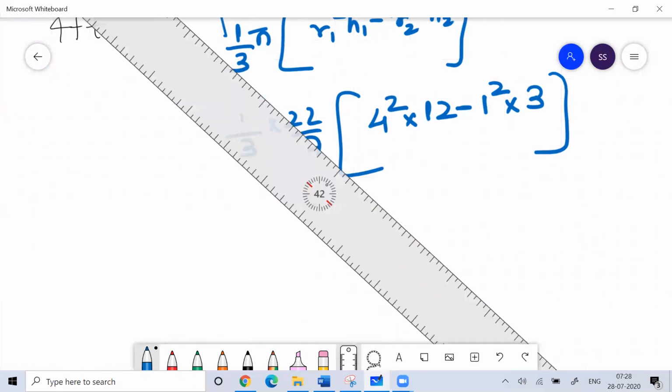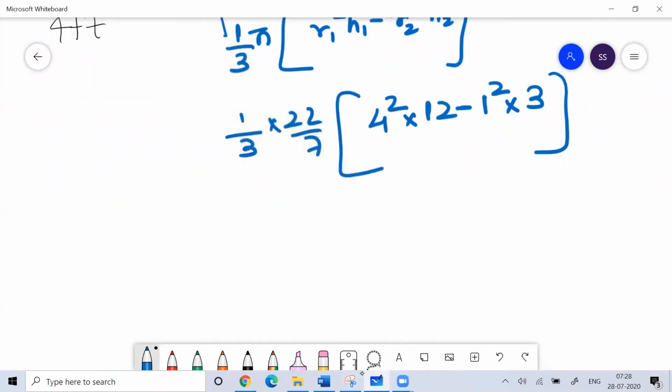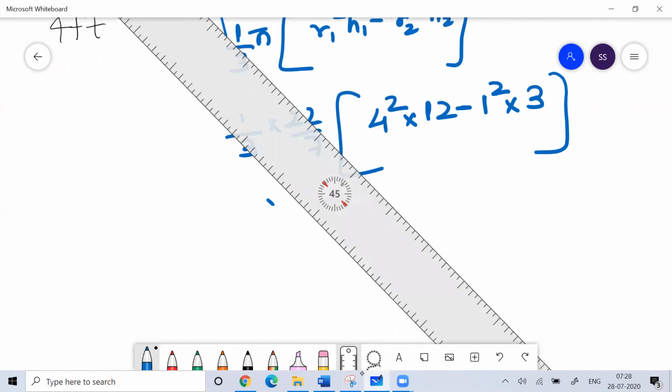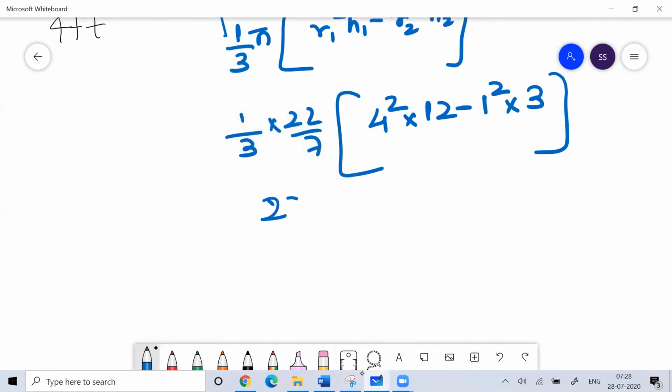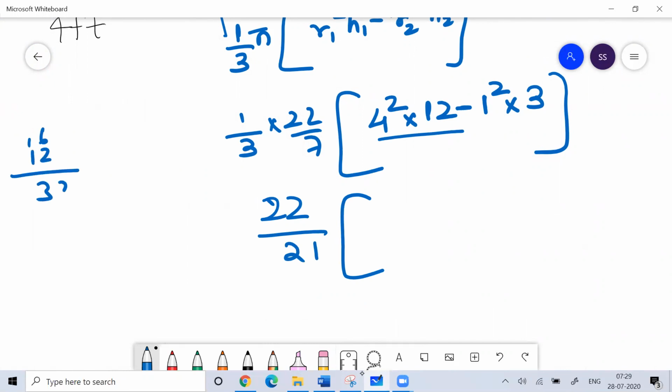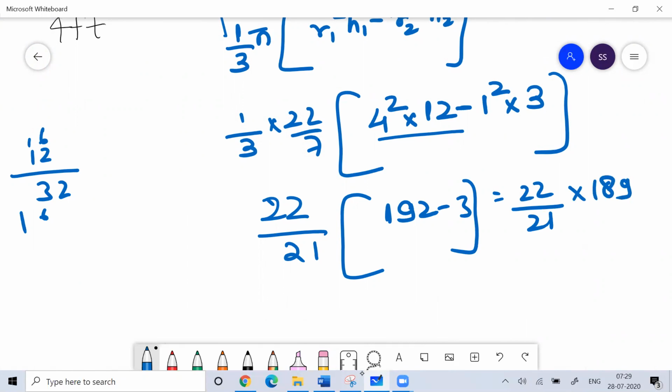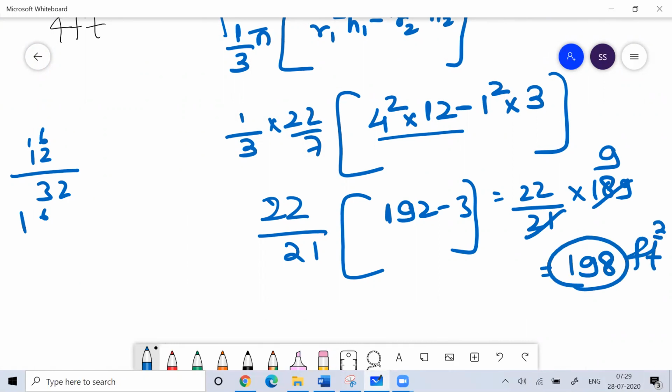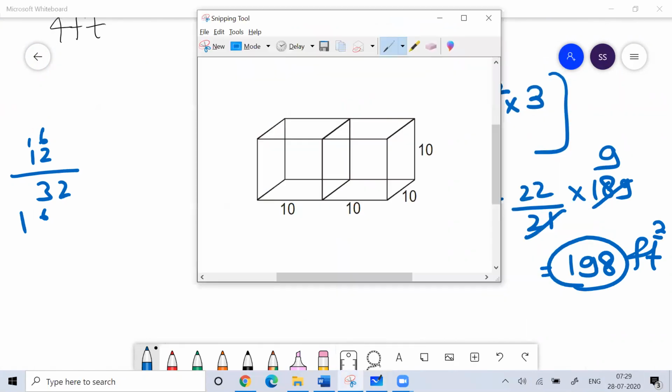So this you can do. Now you can write this as 22 by 21, then 16 into 12, which is 192, minus 3. So I can write this as 22 by 21 into 189. So this is 9, so you can say this is 198 feet cube. If they're asking you the volume, it is 198 feet cube.